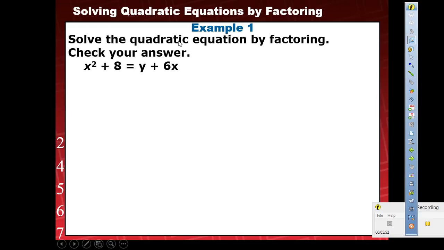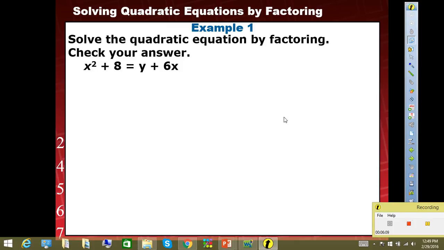Example 1 says, solve the quadratic equation by factoring and check your answer. The equation is x squared plus 8 equals y plus 6x. Copy that. Solve the quadratic equation by factoring and check your answer. So notice it doesn't say anything about graphing, does it? No, but like I said, I want that in the process, and I'm going to show you how in a little bit. Here we go.